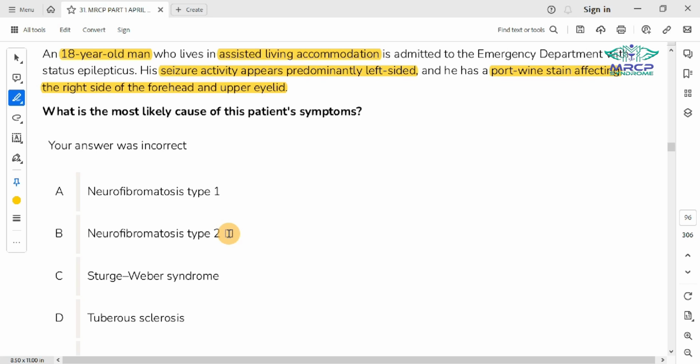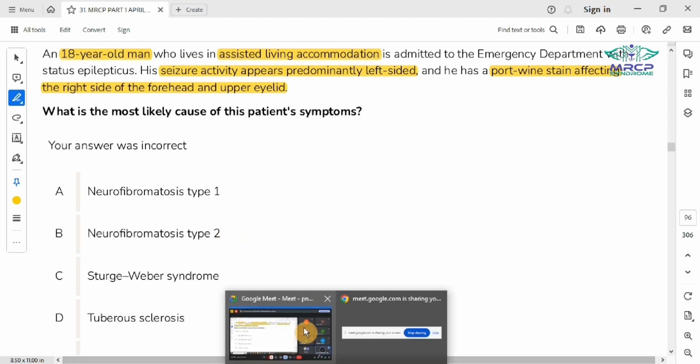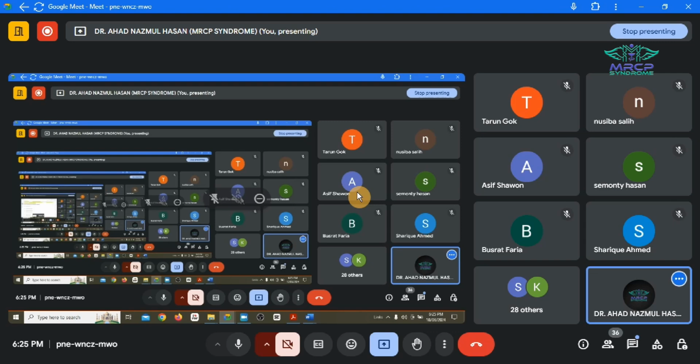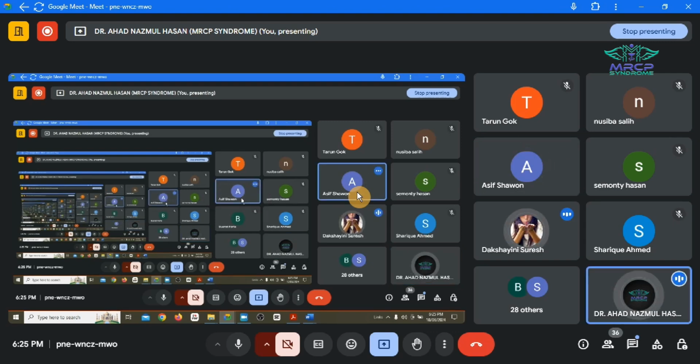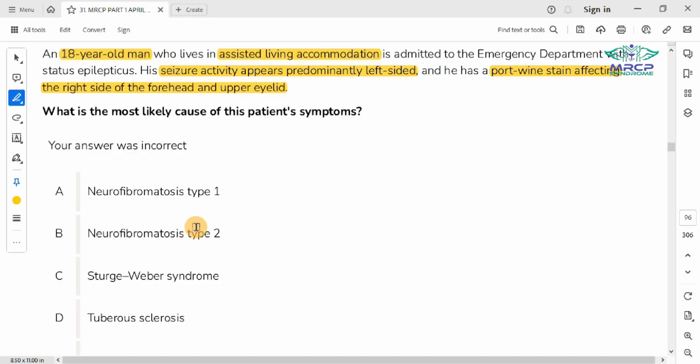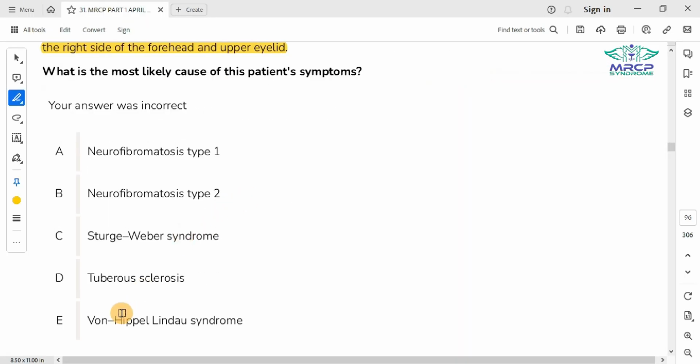So what are the three cardinal features of vestibular schwannoma? There will be hearing loss, tinnitus, and vertigo. These three are the cardinal features of vestibular schwannoma, which is most commonly seen in neurofibromatosis type 2.